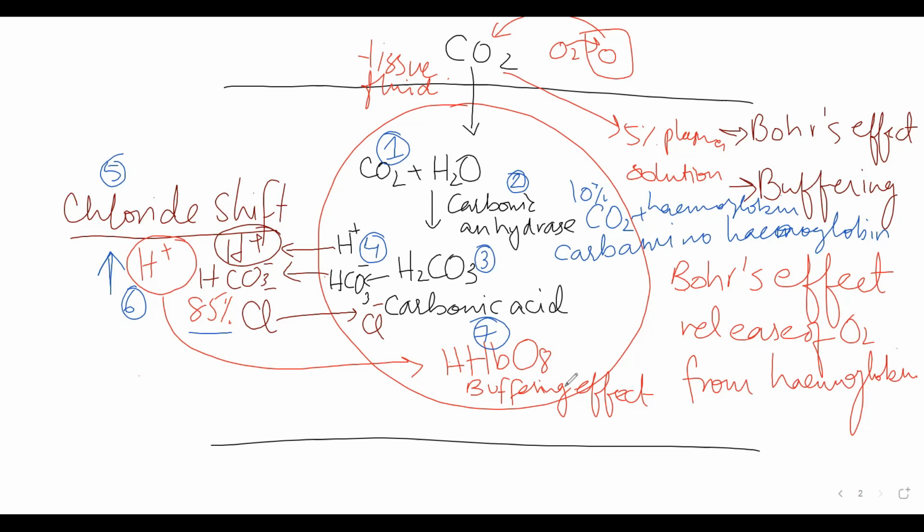So this is how the Bohr's effect and buffering effect are produced in the blood to maintain the pH of the blood. Number two, we have also done how the carbon dioxide moves in the blood and in which form it moves, and what the chloride shift is and how the chloride shift is important. What is the advantage of chloride shift? I hope that's clear. Now let us have a look at the book.